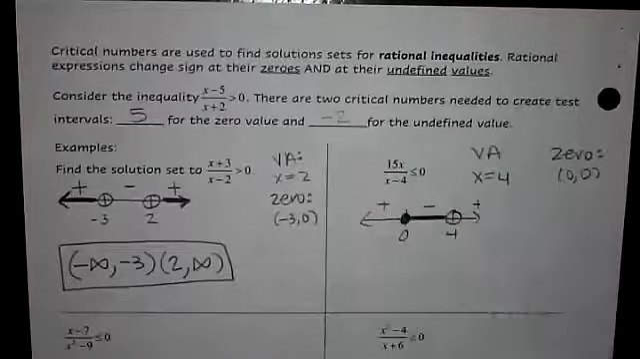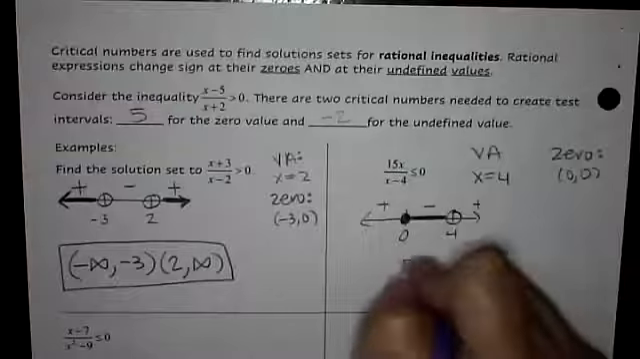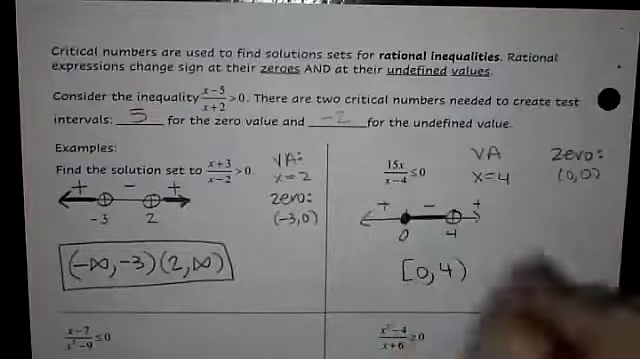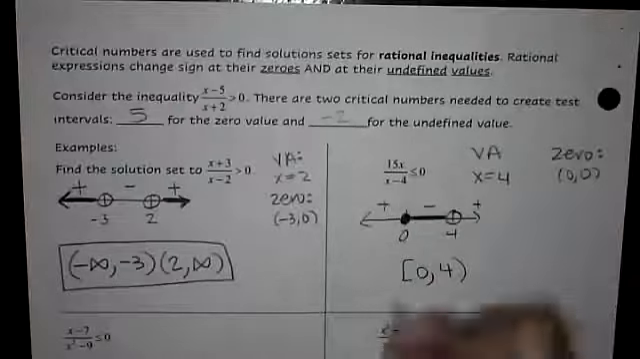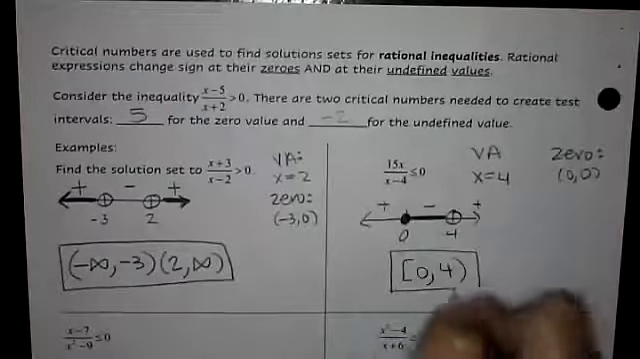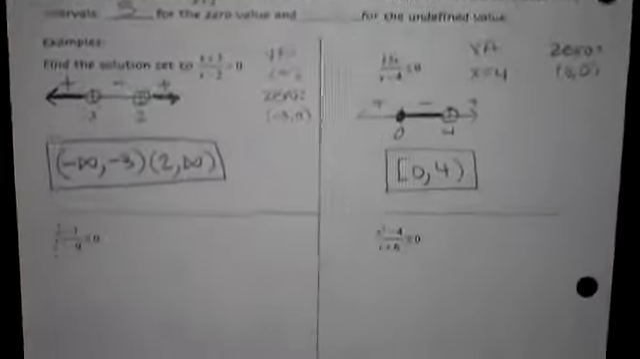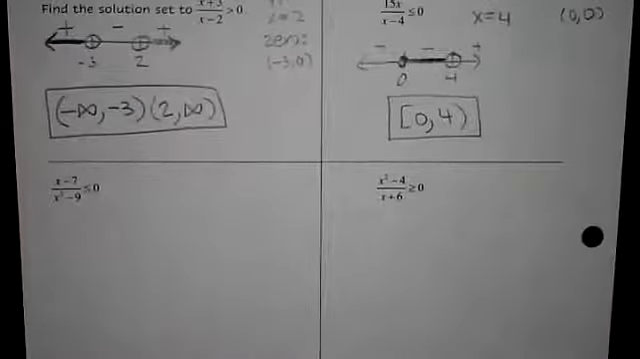And so that's our negative values. In this case, I would want the 0 with a bracket and the 4 with a parentheses. We are not including the 4, we are including the 0. All right, let's go a little bit harder with these.